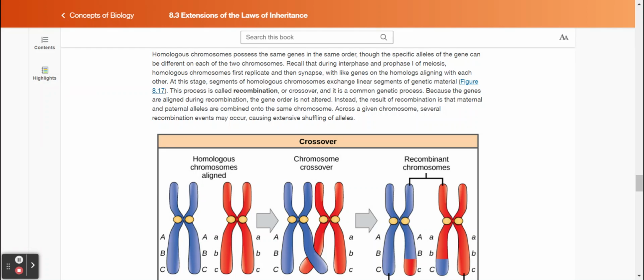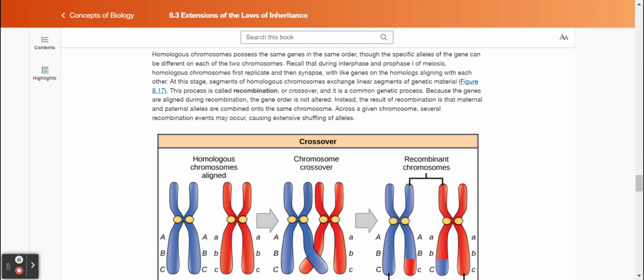Recall that during interphase and prophase 1 of meiosis, homologous chromosomes first replicate and then synapse, with like genes on the homologs aligning with each other. At this stage, segments of homologous chromosomes exchange linear segments of genetic material. This process is called recombination or crossover, and it is a common genetic process.